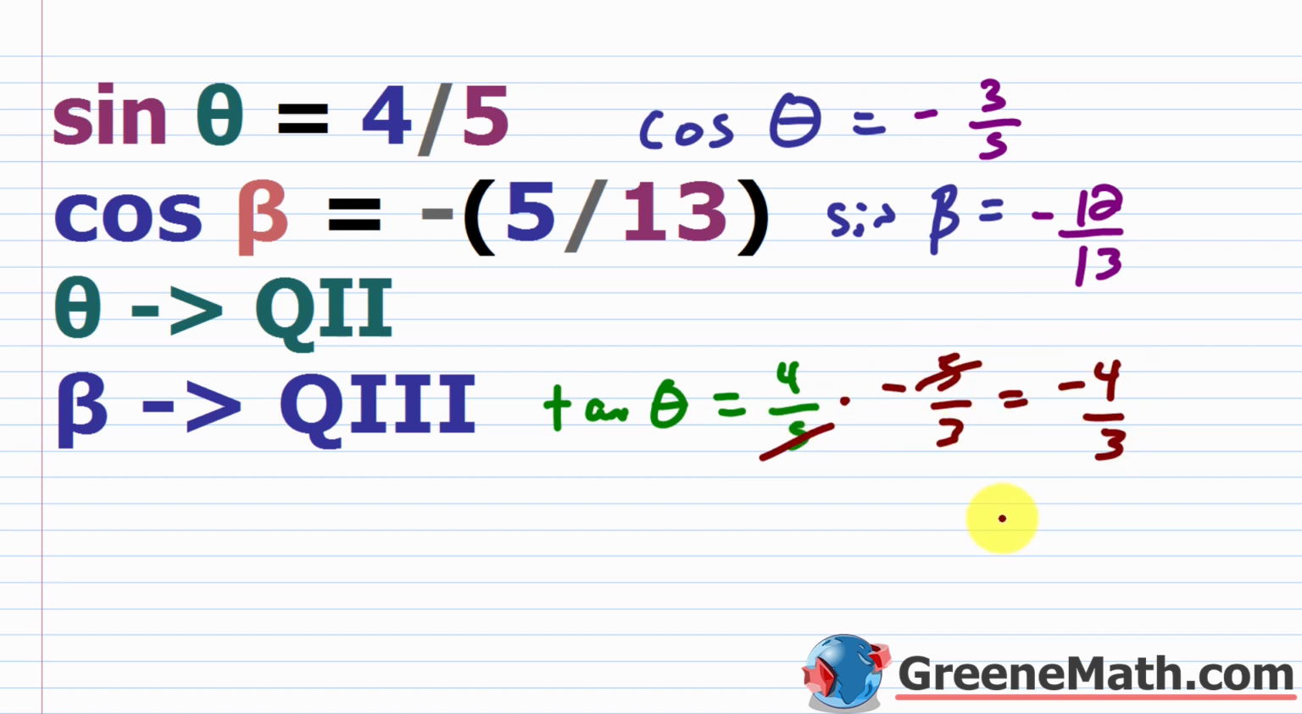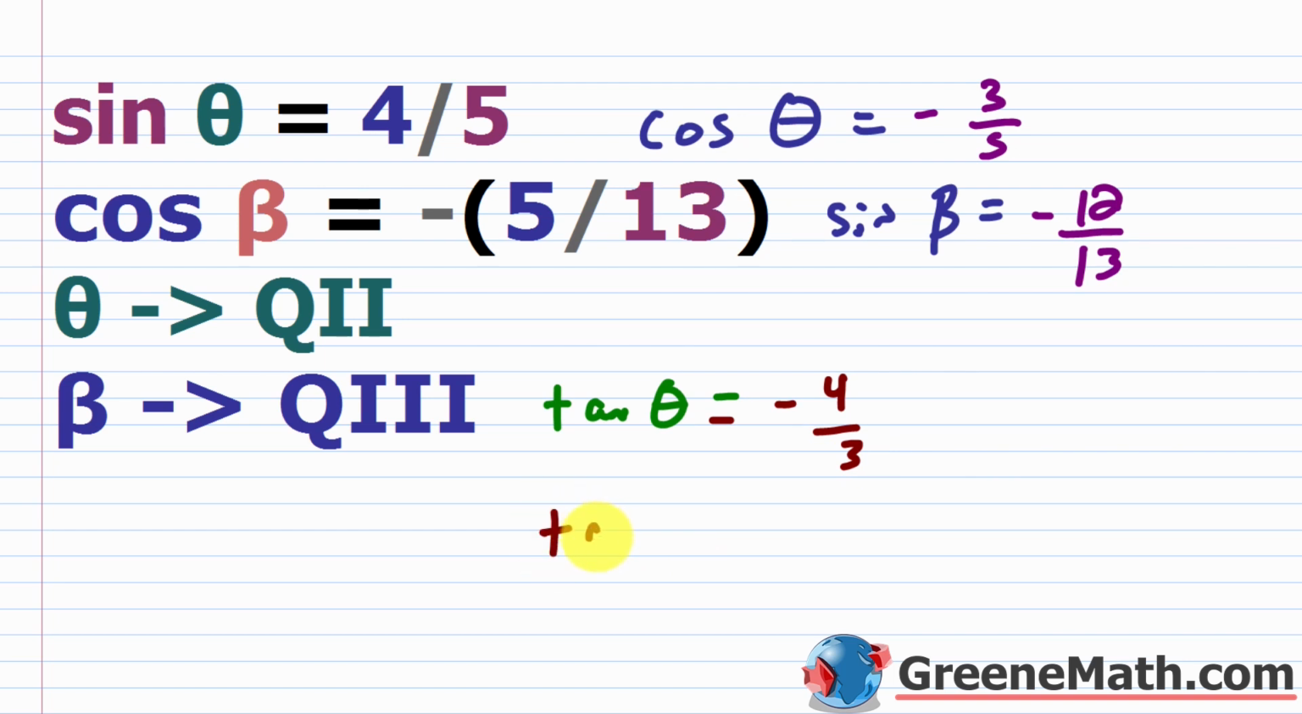Let me scooch this down. So this is going to be negative 4/3. And then we want the tangent of beta. How do we get that? Same way.